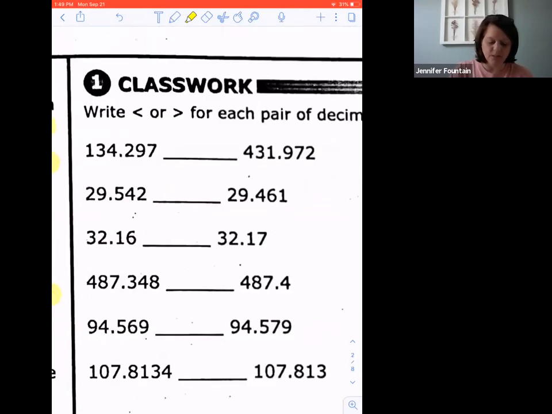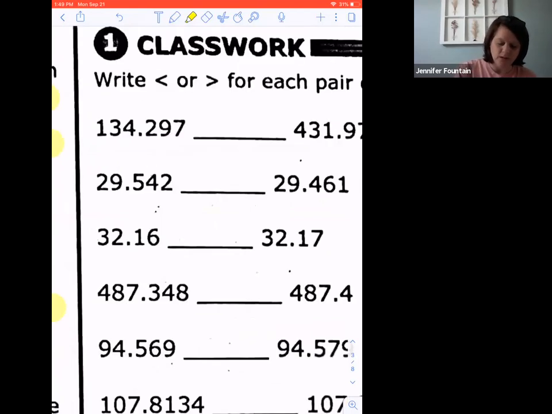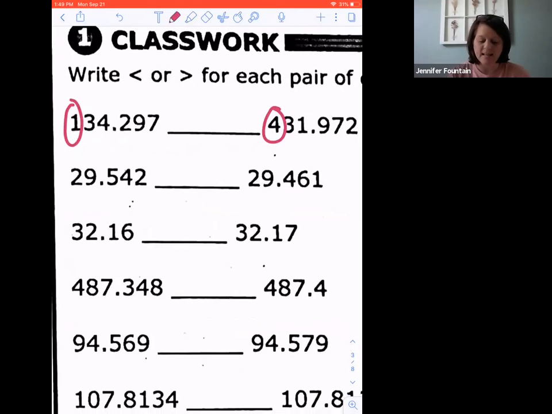So obviously, when we look at the very first one, my first digit is a 1 on this one, and my first digit here is a 4, okay? And they're both in the hundredths place. So which one is going to be larger? 431 and 972 thousandths. So I just go ahead and put my less than symbol in.